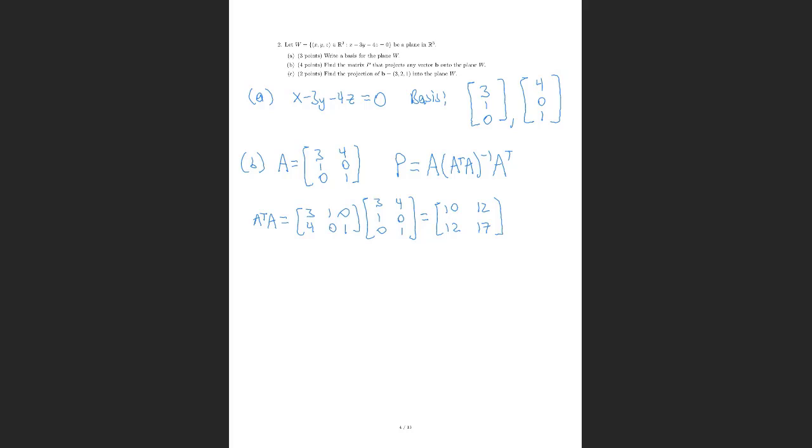So then to get the inverse of this matrix, I'll use this formula for the inverse of a 2 by 2. A, B, C, D inverse, it was 1 over the determinant, and then it's D, negative B, negative C, A.